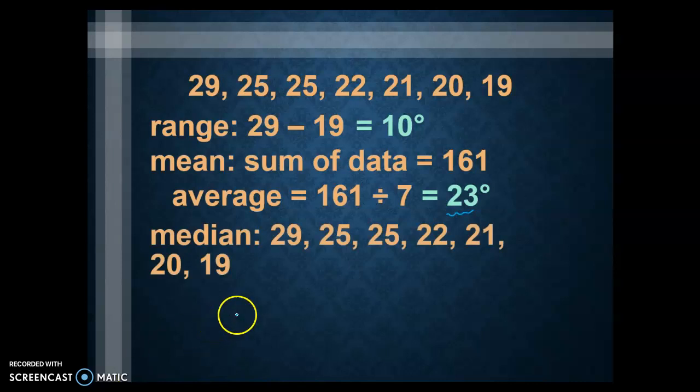Our median, again, comes from the value that's right in the middle. We've got an odd number. So 7 is just 1, 2, 3. This fourth value in, 1, 2, 3, 4. So we land right here in the middle at 22 degrees for our median. So our median in this case was a little bit lower than our mean. And our mode is the one that appears the most. And in this case, our mode was 25 because it appeared twice.